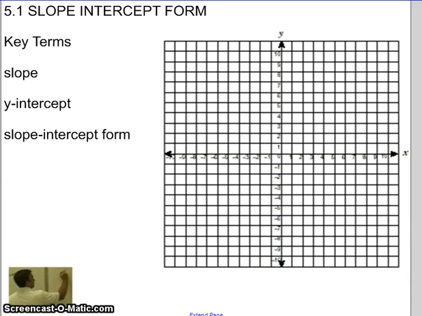Alright, slope-intercept form. Some key terms for this section: slope. What is slope? Remember, slope represents rise over run. Okay, y-intercept: where the line crosses the y-axis.